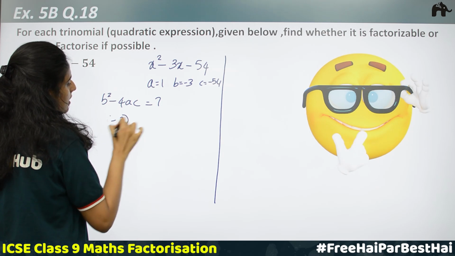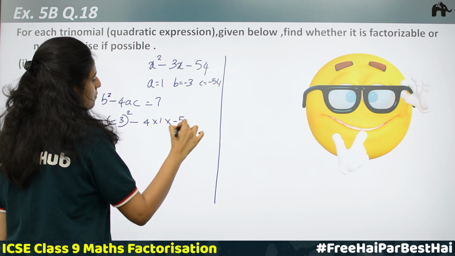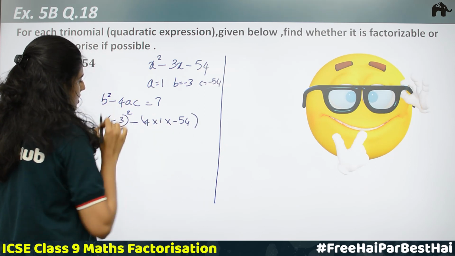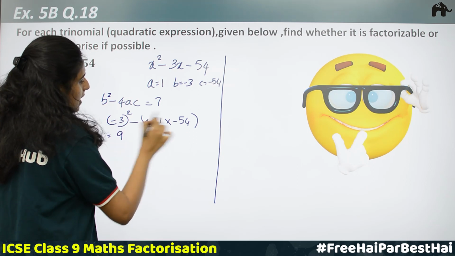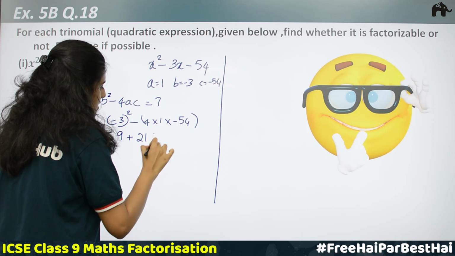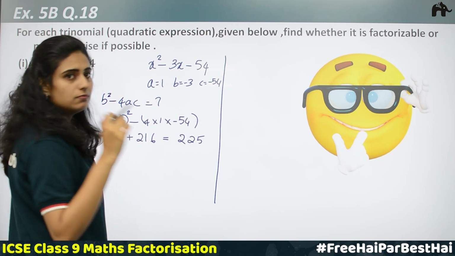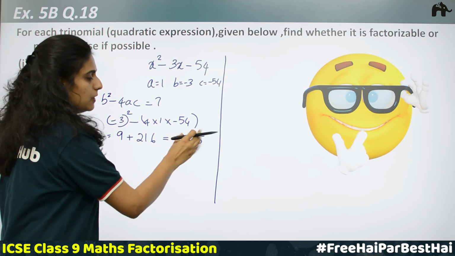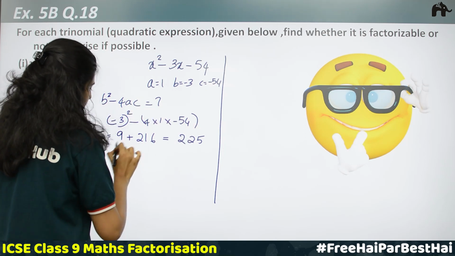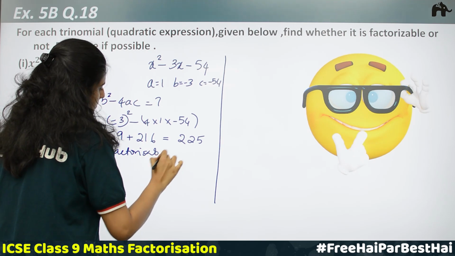Okay. So, now what is b square minus 4ac? Minus 3 square minus 4 into a into minus 54. Okay. That is equal to minus 3 square is 9. Minus of minus plus 54 into 4, you will be getting 216. 9 plus 216 is 225. 225 we know is 15 square. So, it is a perfect square number. Okay, we are getting a perfect square number. Now, we can say that this is factorizable.